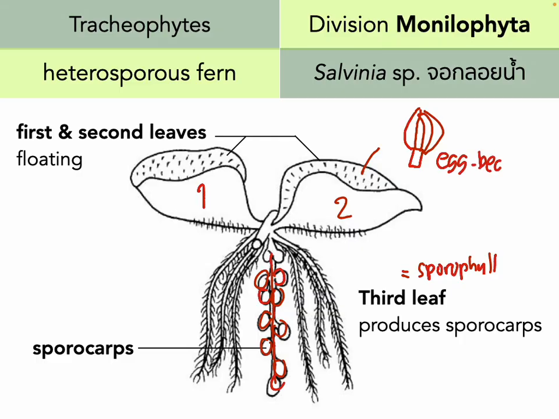This looks like an egg beater shape. Anyone cook? Anyone make cake? You know, like when you whip up the cream or the eggs. Yeah, a whisk. It looks like that, and this helps repel water, so the water won't stick to the surface. That's why they can stay floating.